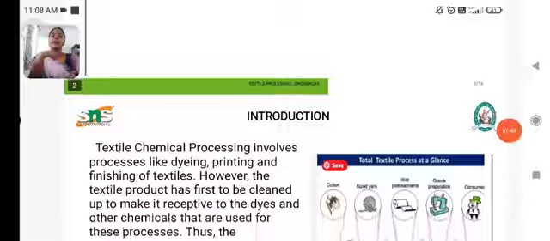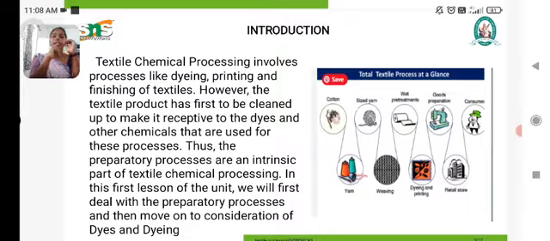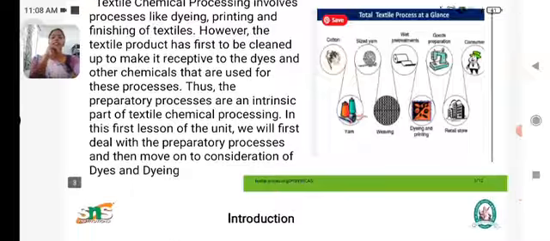Preparatory process involves processes, and then we move on to consideration of the dyes and dyeing. Then we have to see the introduction for this. The textile chemical processing involves processes; however, the textile has to be cleaned up. Thus the preparatory process is an integral part of textile chemical processing. In the first lesson of the unit, we will first deal with the process and dyeing.